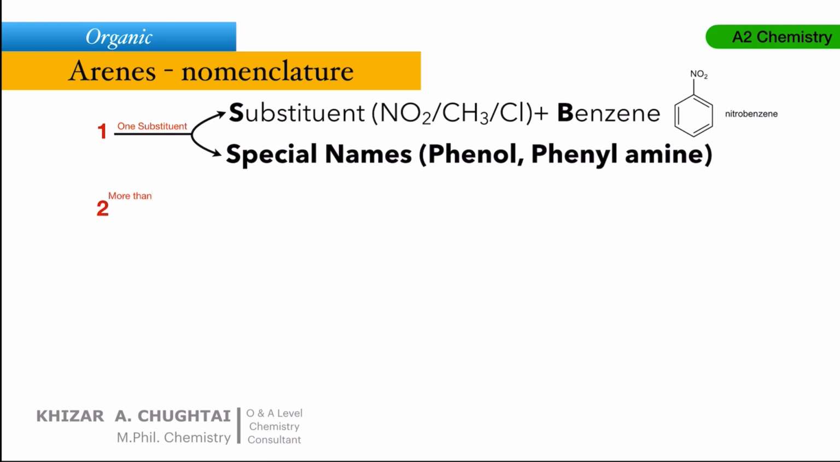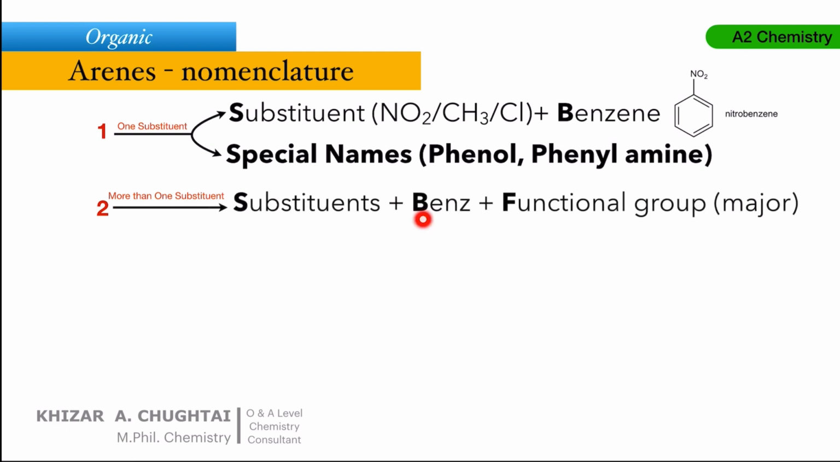The second possibility is that if there is more than one substituent, then substituents are written before and after the benzene ring. Normal substituents like nitro, methyl, chloro are written before the name of benzene. Major functional group substituents, for example carboxylic acid, aldehyde, amide, benzoyl chloride, are written at the ending part of the name. Their name is used as a suffix, and we write just benz, not benzene. After removing the E and N, we write the name of the functional group.